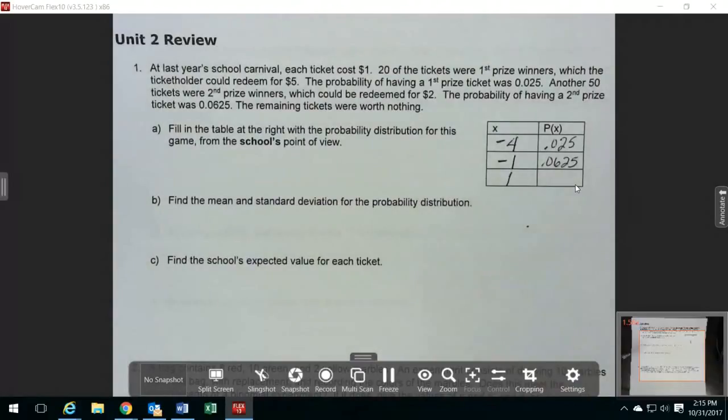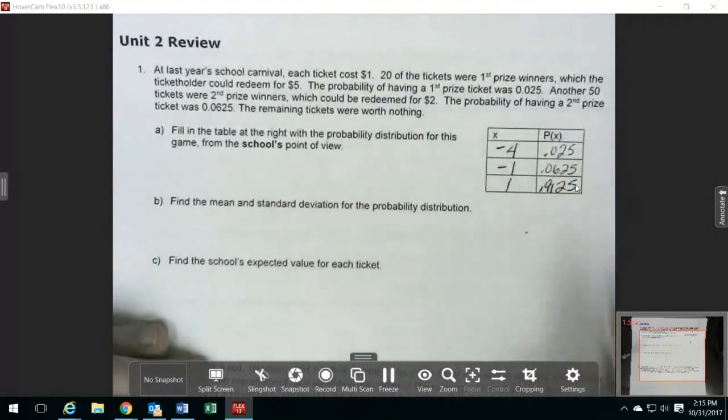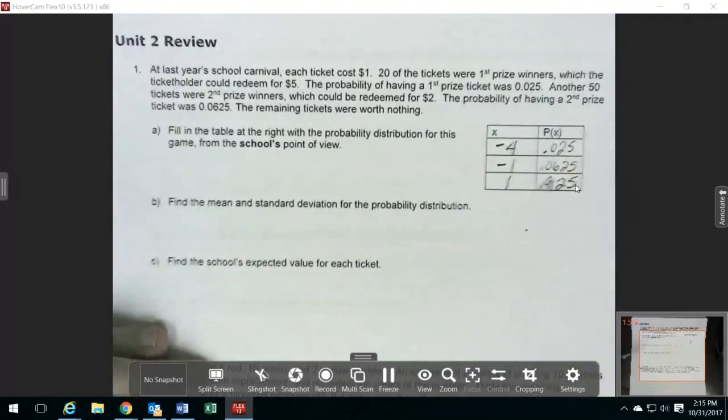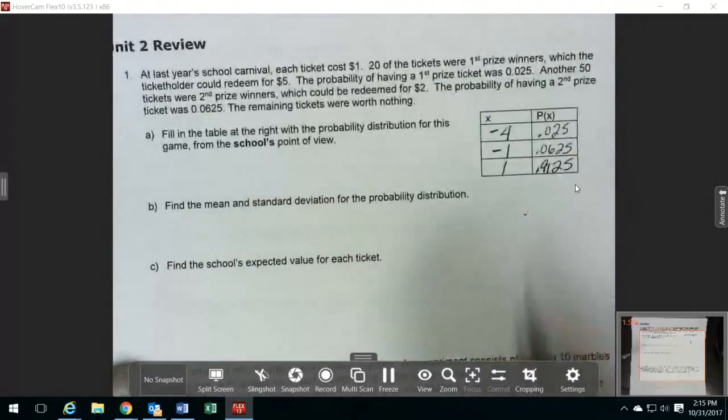And to figure out the probability for those, remember for a probability distribution, the probabilities have to add up to 1. So if we add 0.025 and 0.0625, that adds up to 0.0875. So we're going to subtract that from 1. That gives us 0.9125. That way these three values add up to 1. So there's our probability distribution.